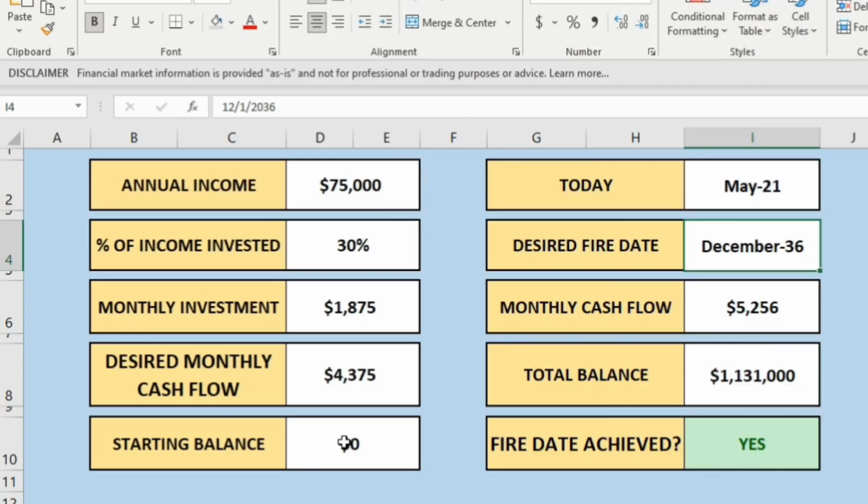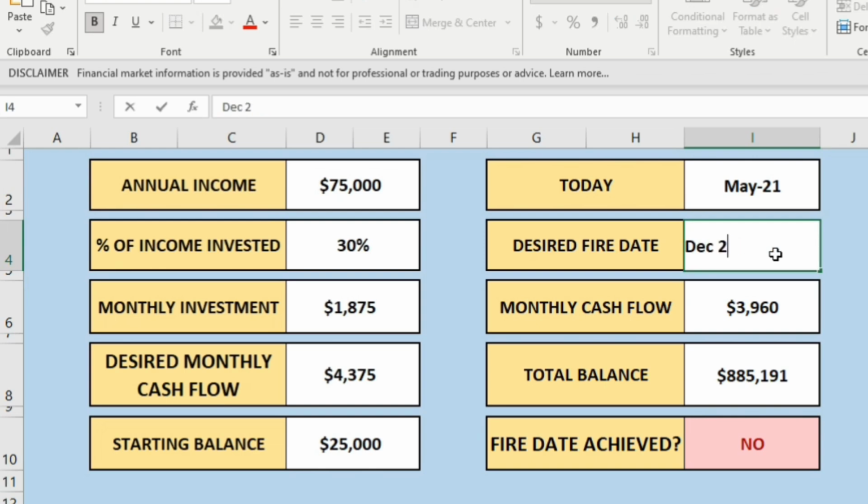Let's switch it up here though. Let's say you did have a starting balance. Let's say you did have, we'll go $25,000 here. Notice how that makes a big difference here. We have $6,000 and we only need $43.75, so we can bring this down to, we'll say, May of 2034. No, not quite. We'll go December 2034. That should solve it for us here. Yeah, essentially the same thing here.